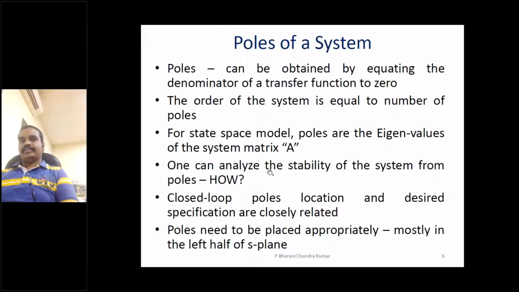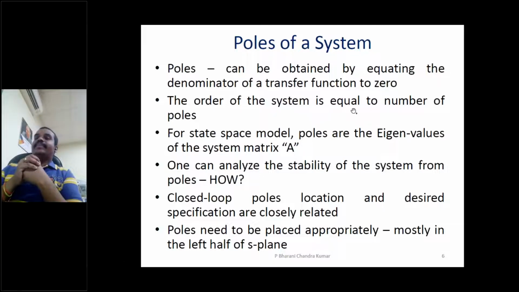Okay, so let me again explain these poles very quickly. The poles can be determined by equating the denominator of a transfer function to 0, and the order of the system is equal to the number of poles. Yesterday we saw the transfer function of a DC motor, which is s square into something. So that means it is second order. The order of the system is 2, and hence there will be 2 poles.